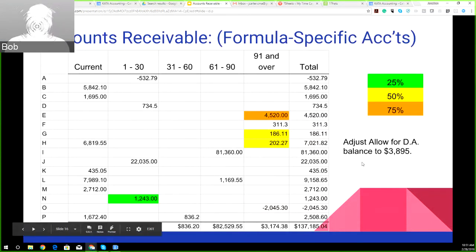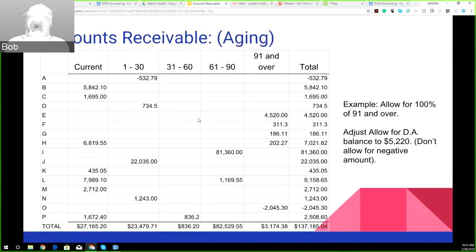Actually, these are on specific accounts. Sorry, not the aging totals. We'll come to that in the next case. That segues pretty well. Yeah.